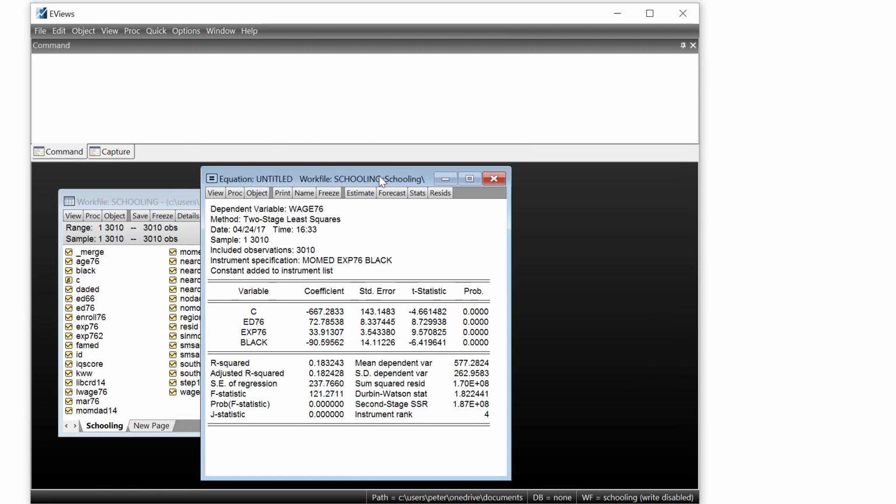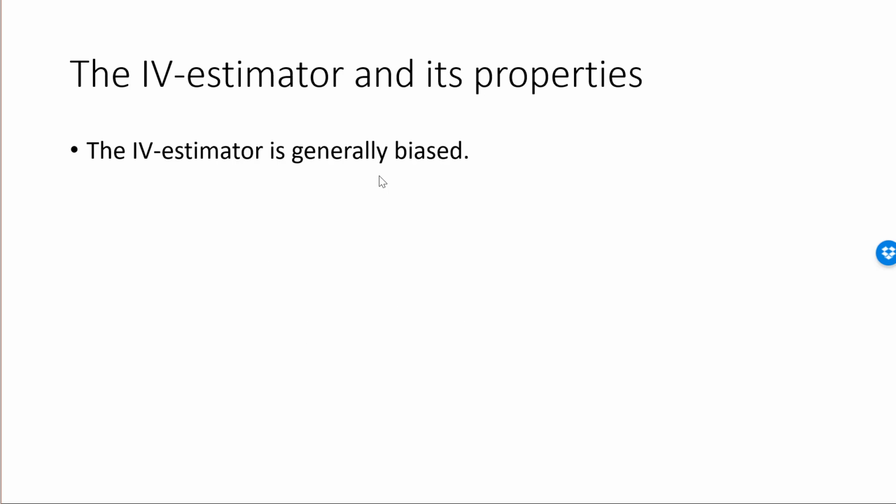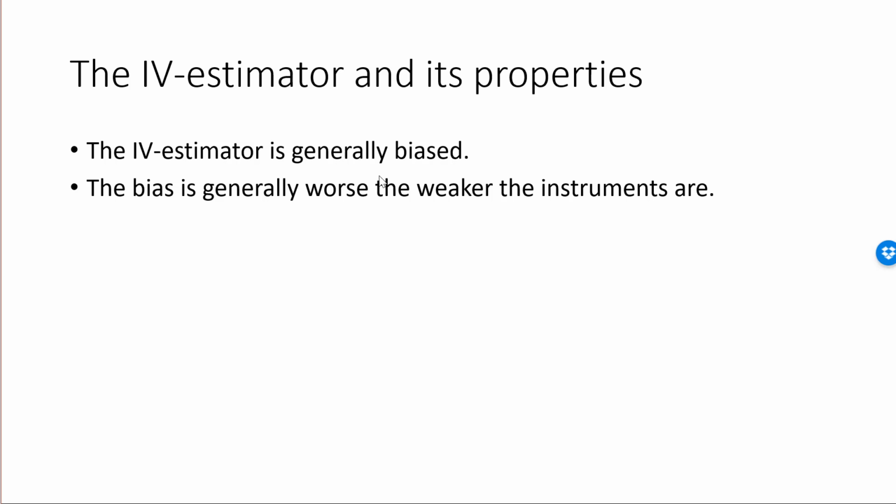So finally, let's look at some of the properties of the IV estimator. Unfortunately, you cannot show in general that the IV estimator is unbiased. It will typically have a small bias that gets smaller and smaller as the sample size increases. So if the sample size is pretty large, the bias tends to be very small. The bias also depends on the strength of the instruments. Remember, a strong instrument is one that's highly correlated with its corresponding explanatory variable.